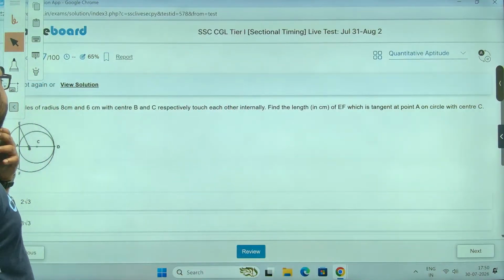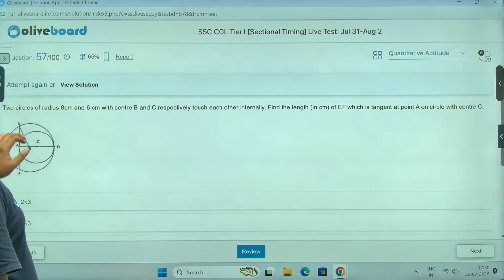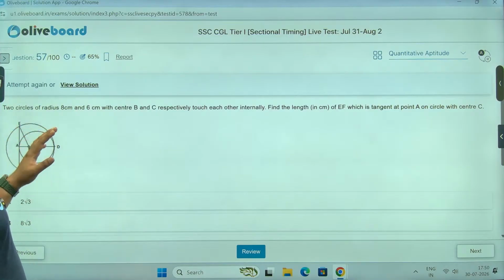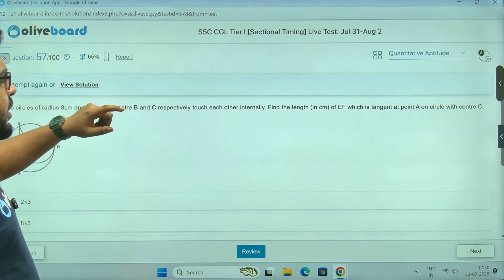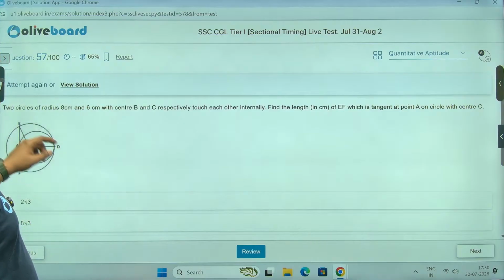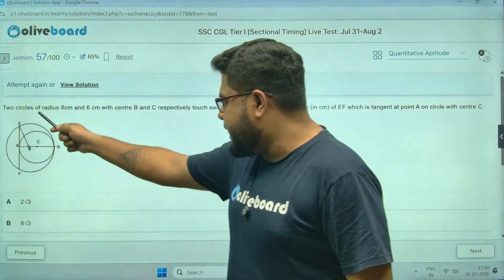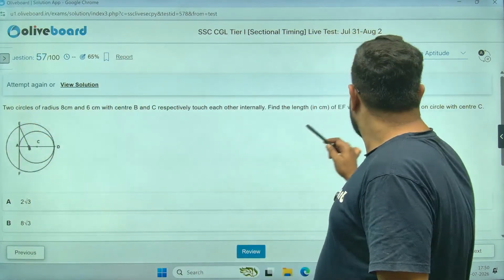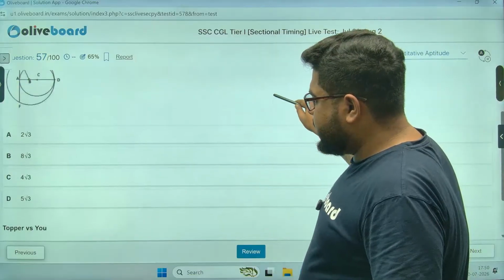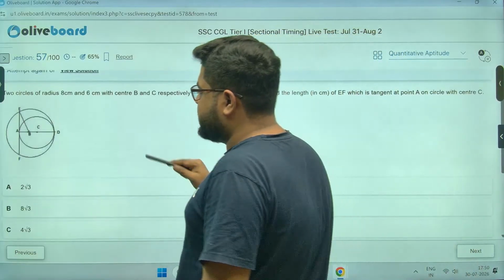They have given you something. Let's read it. Two circles of radius 8 and 6. The length of EF they are asking, this tangent through the smaller circle. Let's look at the options. All are √3. Chalo, I'm zooming it.